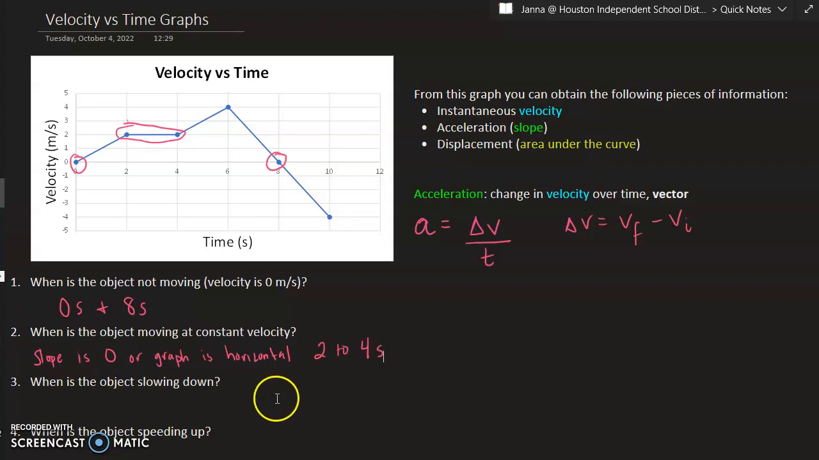Okay. When is the object slowing down? For a velocity versus time graph, the object slows down when the graph is going towards the x-axis. So when the graph is approaching the x-axis, or the horizontal axis. Okay, where is this happening? The object here is slowing down from 6 to 8 seconds. The object has some velocity, 4 meters per second at a time of 6 seconds. And then 2 seconds later, its velocity is 0. So this is slowing down. Only from 6 to 8 seconds.